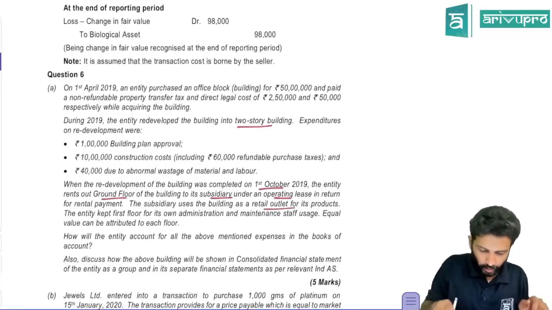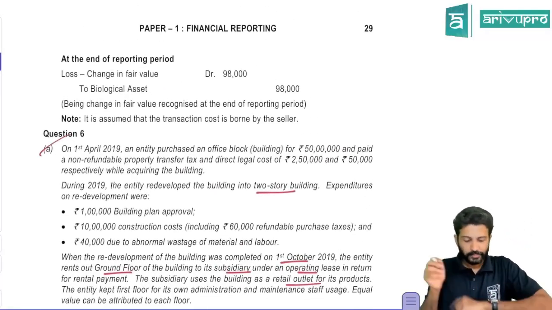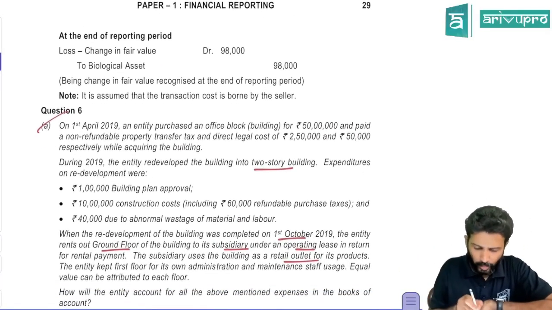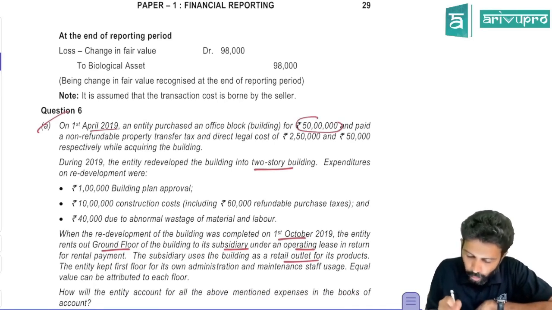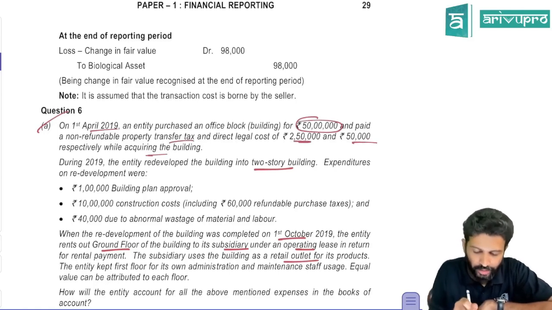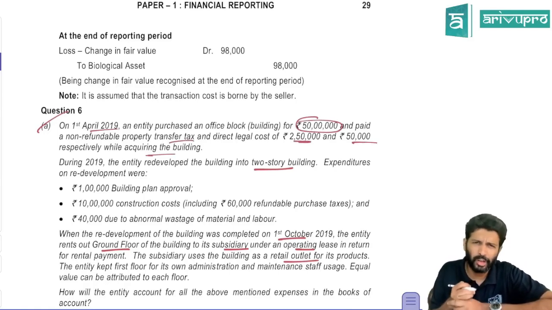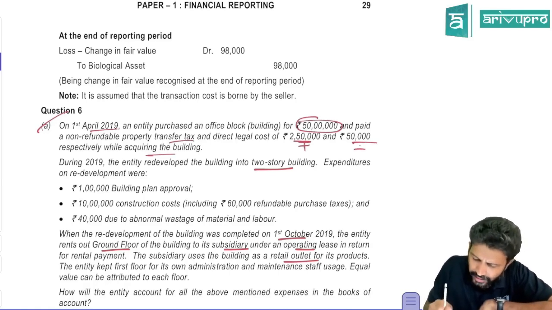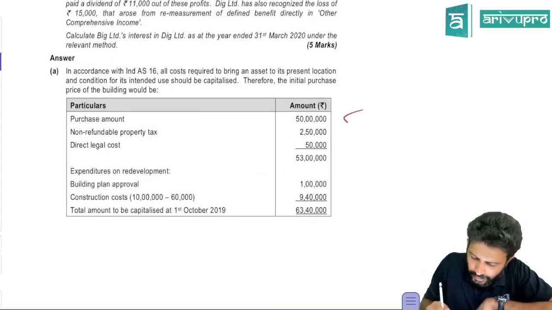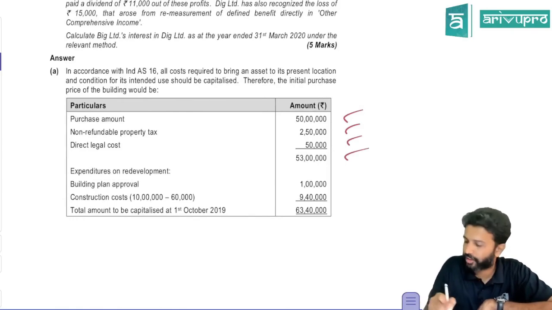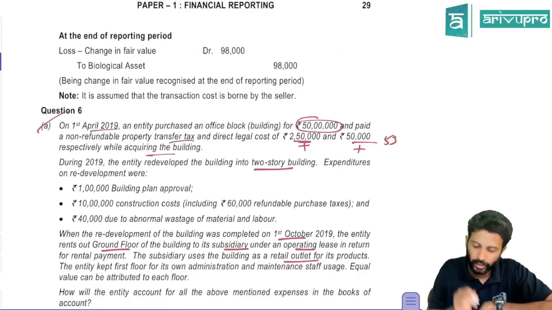Okay, people. All right. Next is question number 6. I think this is also a previous year paper question. On April 2019, an entity purchased an office block for 50 lakh rupees and paid a non-refundable property tax and direct legal cost of 2.5 lakh and 50,000 respectively. So this is your directly attributable cost. Can we add it? Yes, this also can be added, this also can be added. That means this will become, looking at the solution, 50 lakh, 2.5 lakh and 50,000 they've added, and it has become 53 lakh.